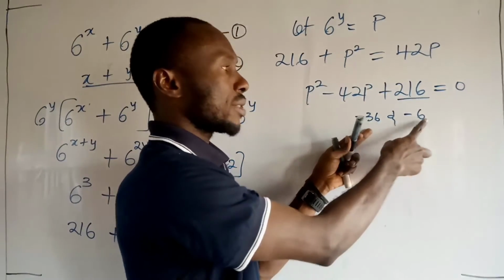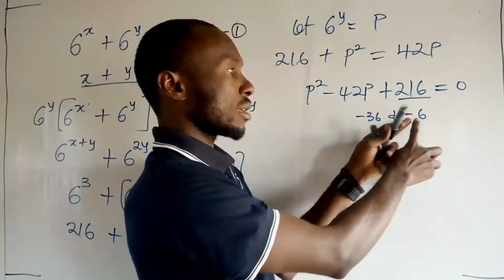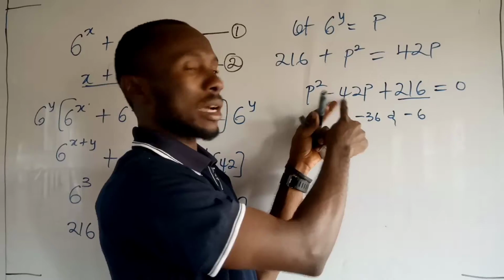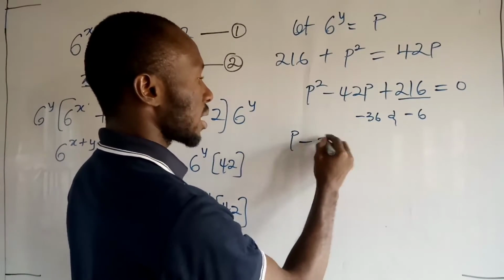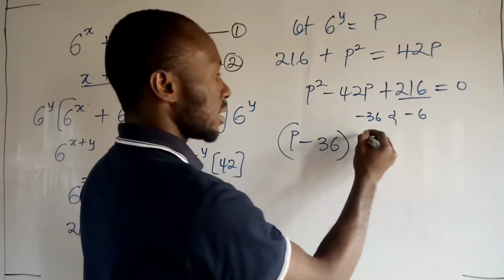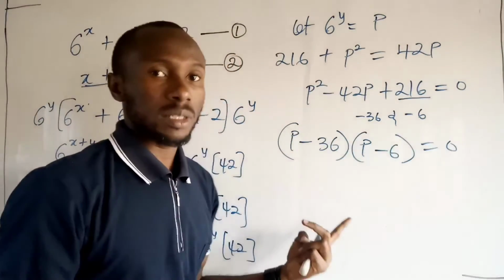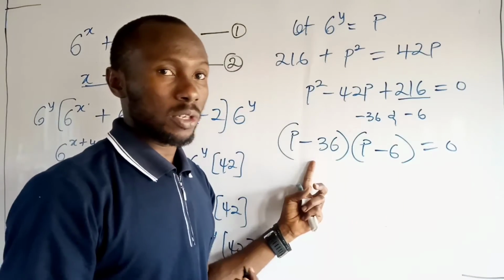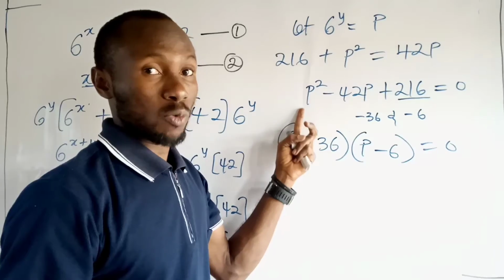Minus 36 times minus 6 is going to give me positive 216, and minus 36 plus minus 6 is going to give me minus 42. So that is why this is going to become (p minus 36)(p minus 6) equal to 0. Yes, that is how to solve a quadratic equation when there's the coefficient 1 here, okay?